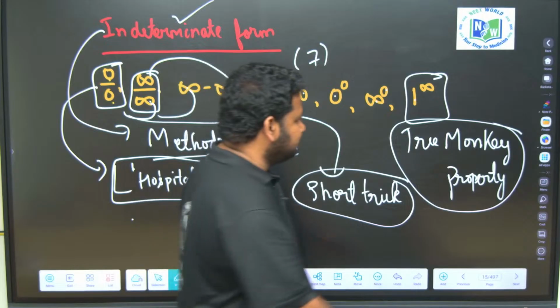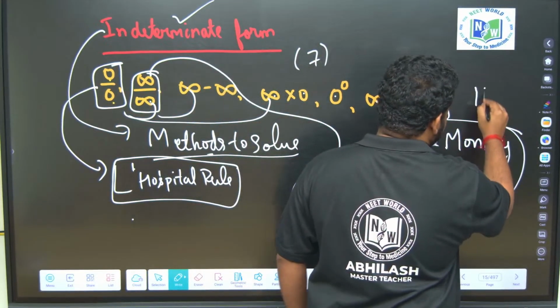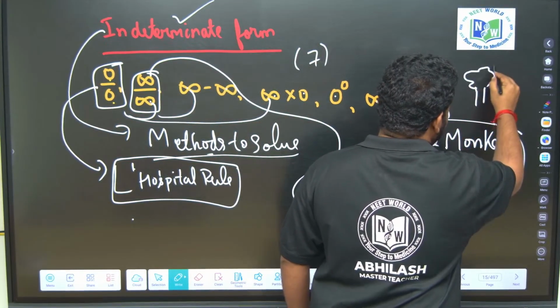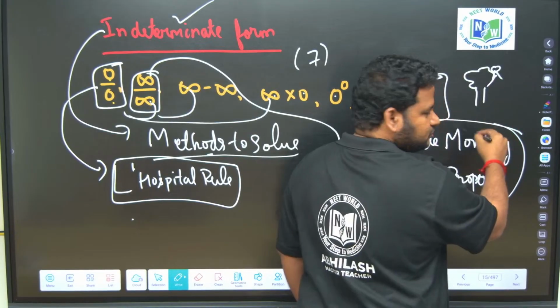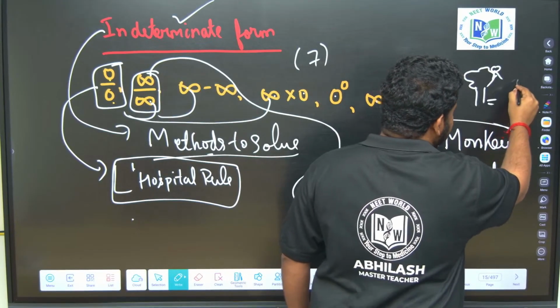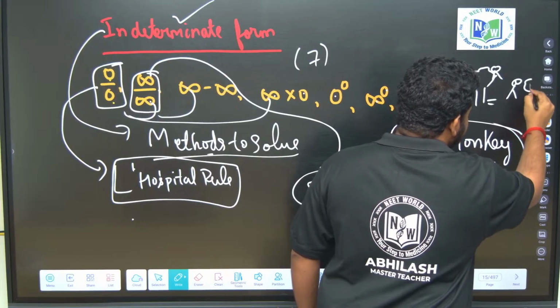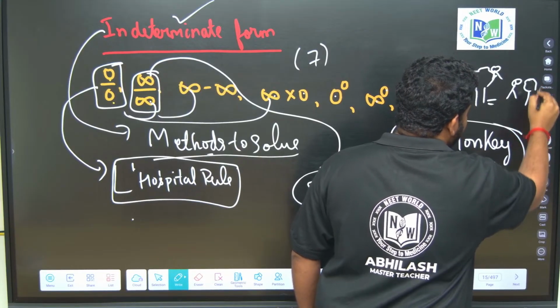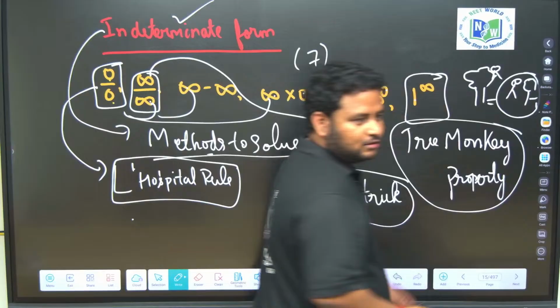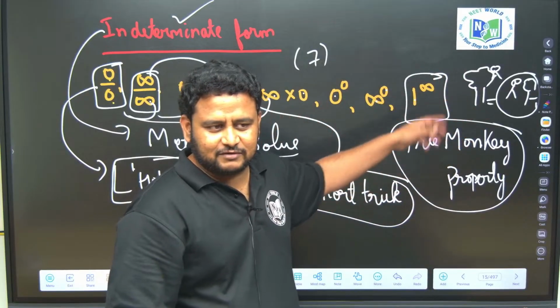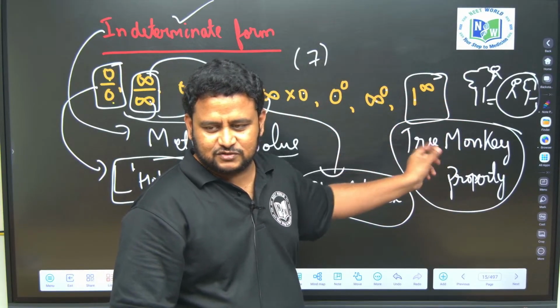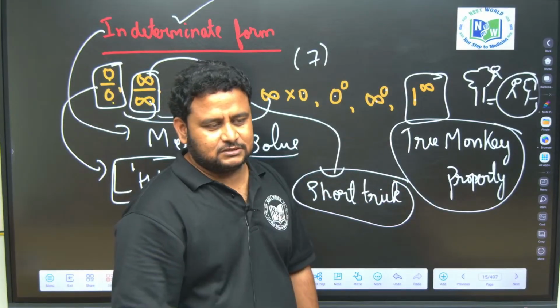So what happens is, there will be a tree, and there is a monkey. If you apply this property, this monkey will come down. From this tree, one branch is also removed. While coming down, the monkey will also remove a branch. So from the tree we have to remove one branch. That is the meaning of it.